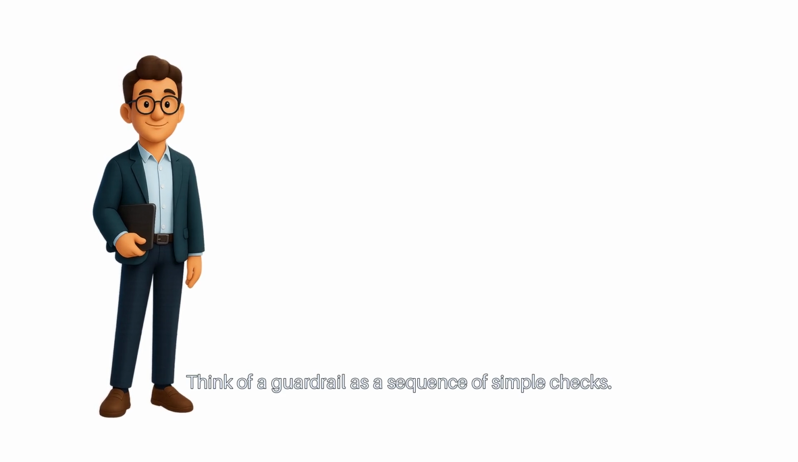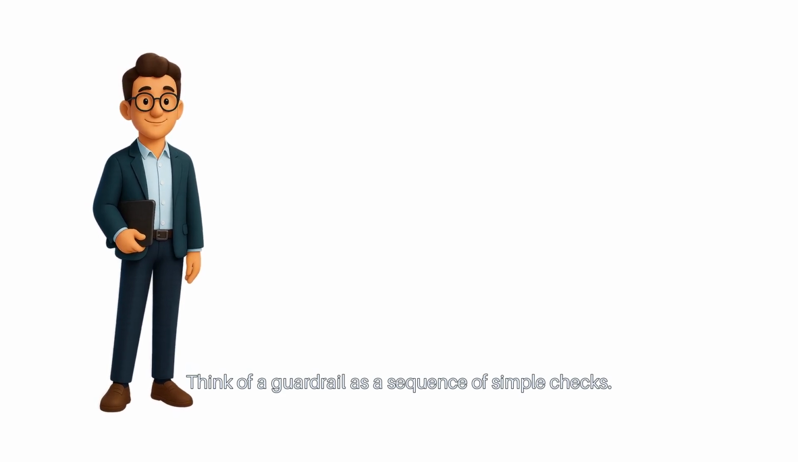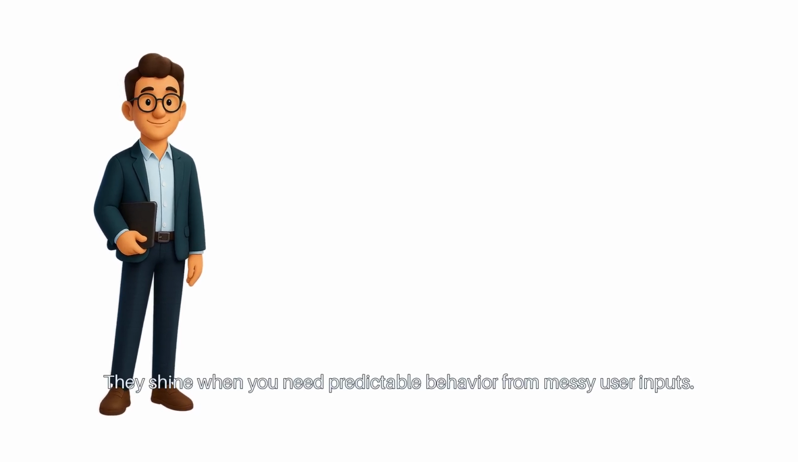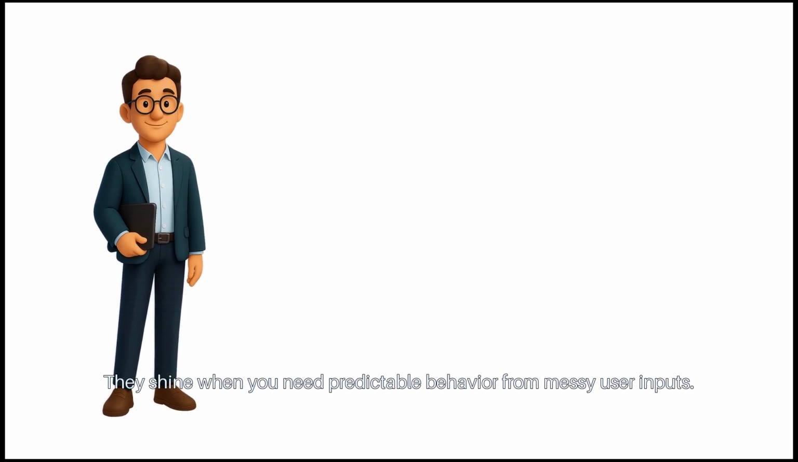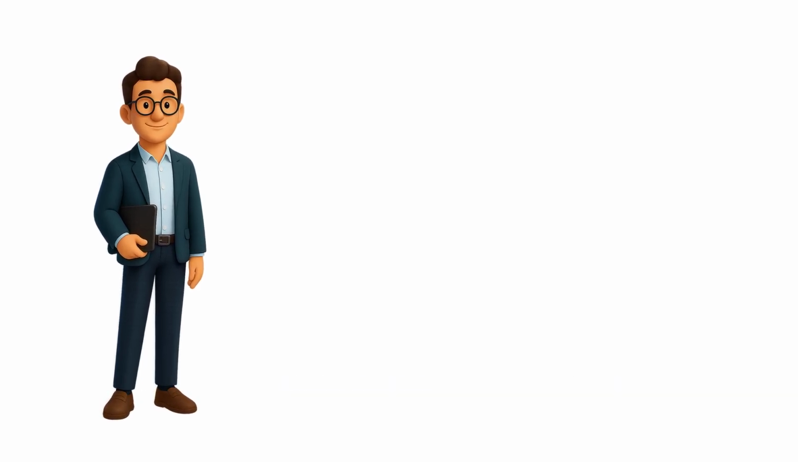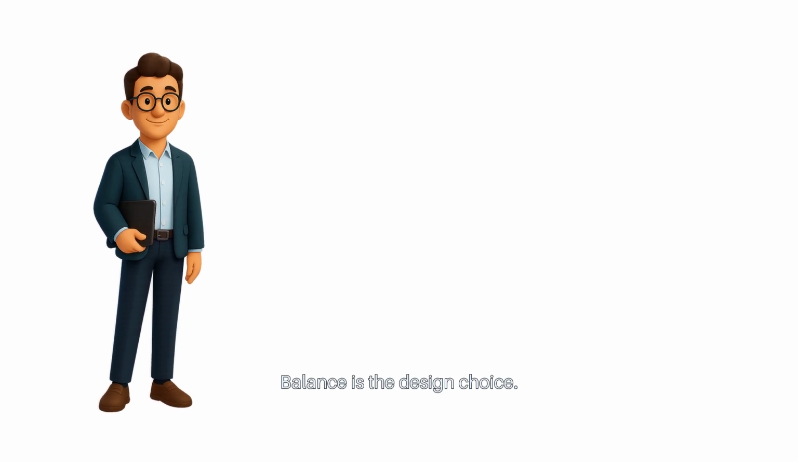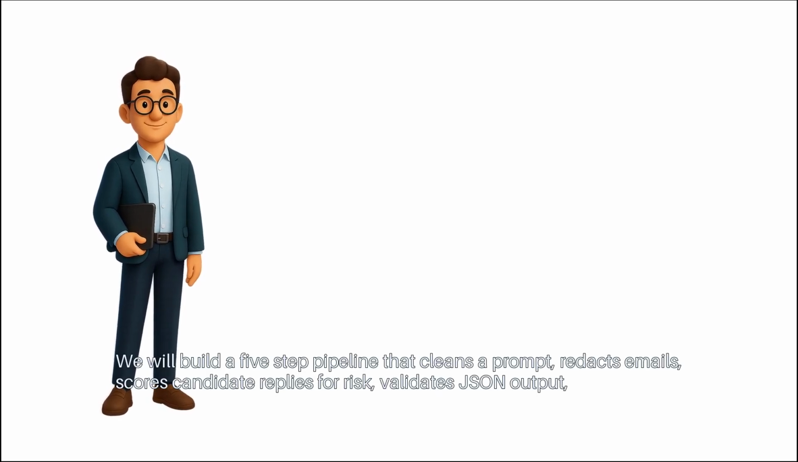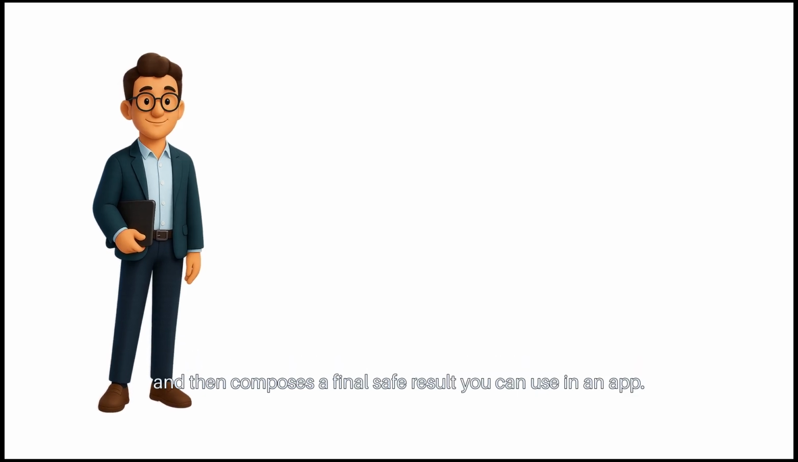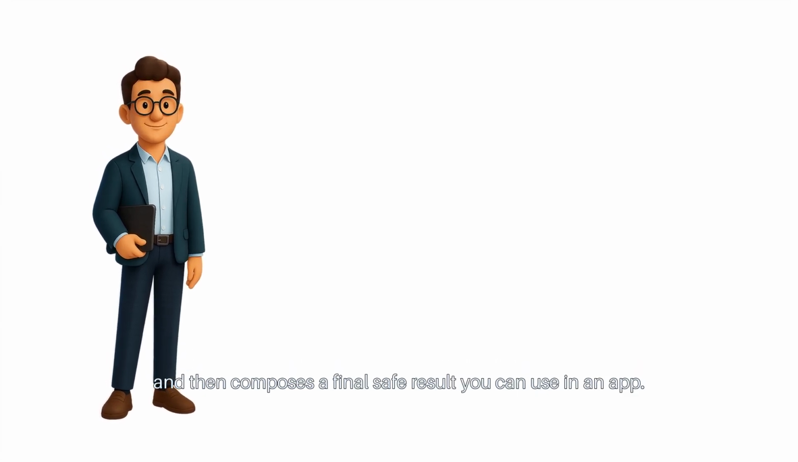Think of a guardrail as a sequence of simple checks. Each check is fast and easy to reason about. They shine when you need predictable behavior from messy user inputs. One limitation is false positives. A strict rule can block valid answers. Balance is the design choice. We will build a 5-step pipeline that cleans a prompt, redacts emails, scores candidate replies for risk, validates JSON output, and then composes a final safe result you can use in an app.